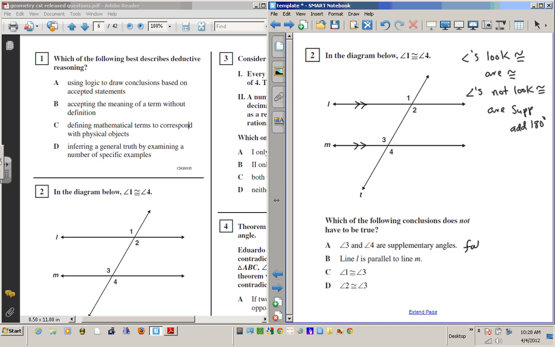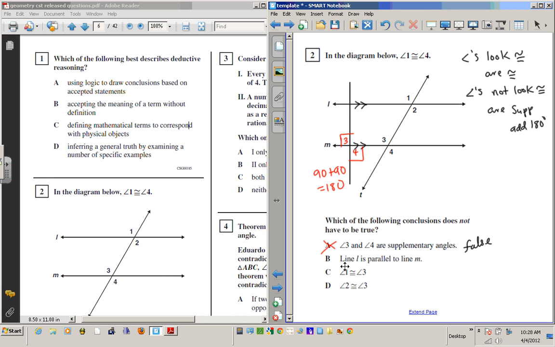This is false. They would have been supplementary if this line were going up and down like this. If they were straight down like this, and this were angle 3, and this were angle 4, and these were right angles, then they'd be supplementary because 90 plus 90 is 180, and that's the definition of supplementary angles. So this is false.